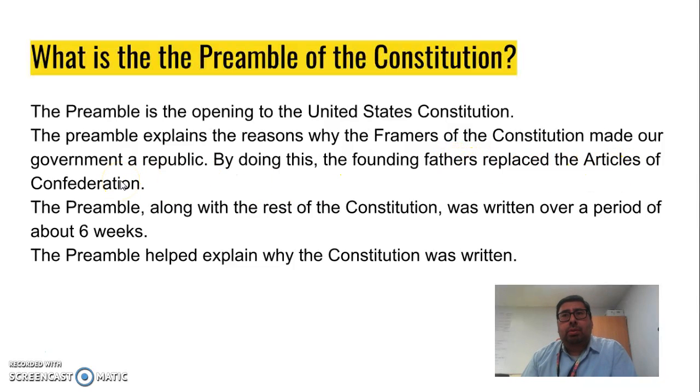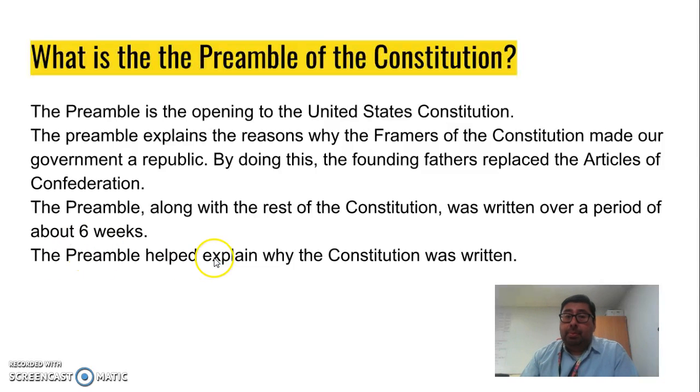Before there was a Constitution, there were some little rules, and they made a group of rules, if you would, called the Articles of Confederation. Basically, they were saying, okay, we're 13 colonies, we're going to come together when we need to, but we can separate whenever we want. We can do our own thing. So the preamble, along with the rest of the Constitution, was written over a period of about 6 weeks. So it took about 6 weeks for them to come together and write it all.